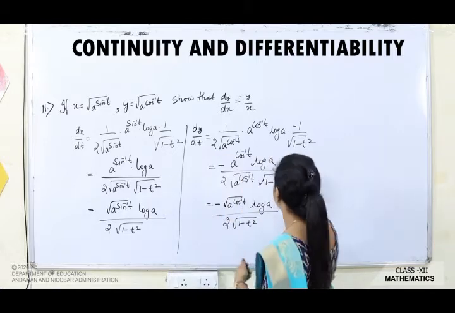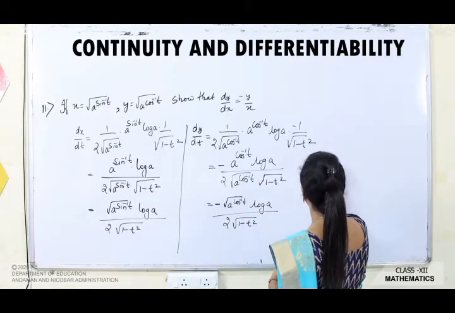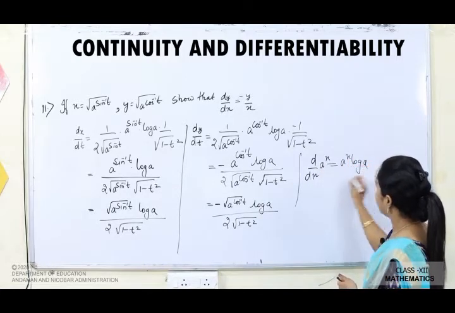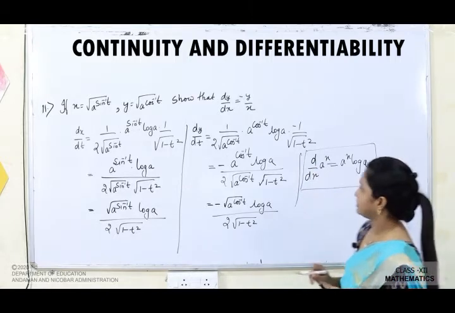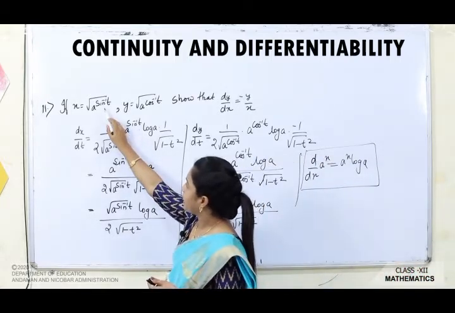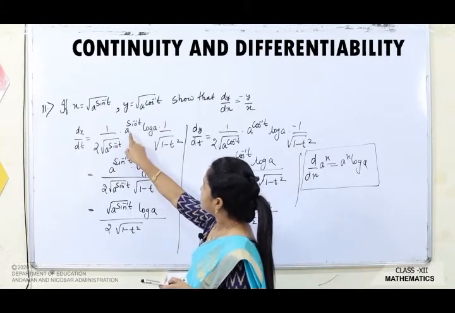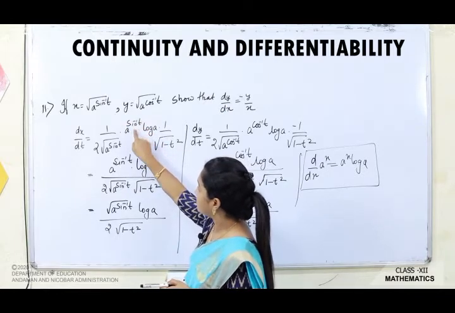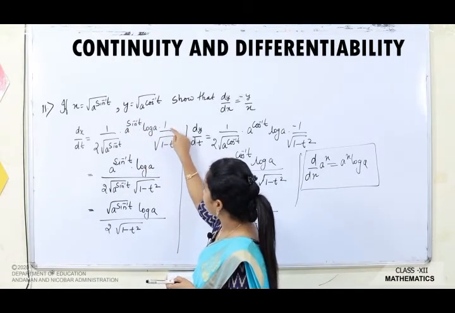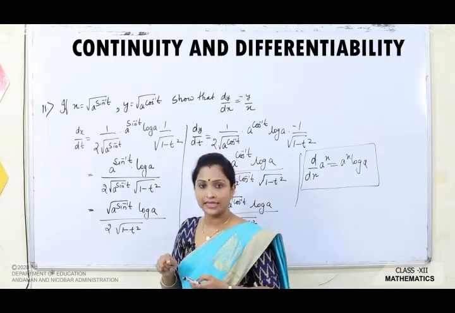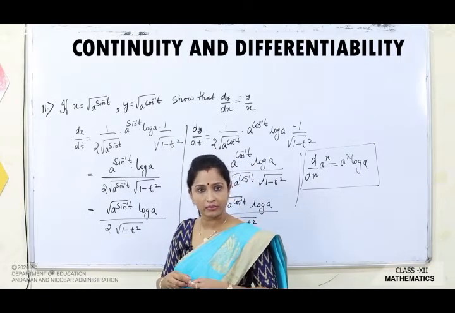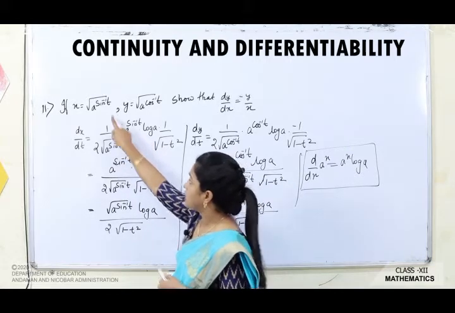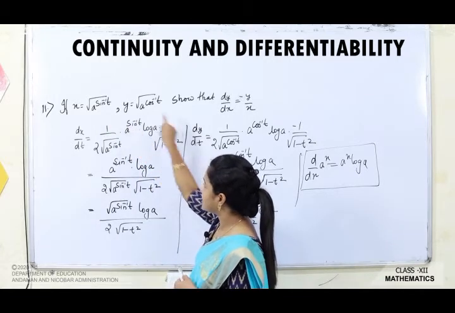I told you one important result in my previous class, d by dx of a power x is a power x log a. So you have to apply this result here. So a power x, first you have applied root x, and then differentiation of a power x will be a power x log a. In place of x you have sin inverse t, and when you differentiate sin inverse t you get 1 by root over 1 minus t square, because the differentiation of sin inverse x is 1 by root over 1 minus x square. So here you have to apply the chain rule, carefully: first root x, then a to the power x, and then sin inverse t finally.